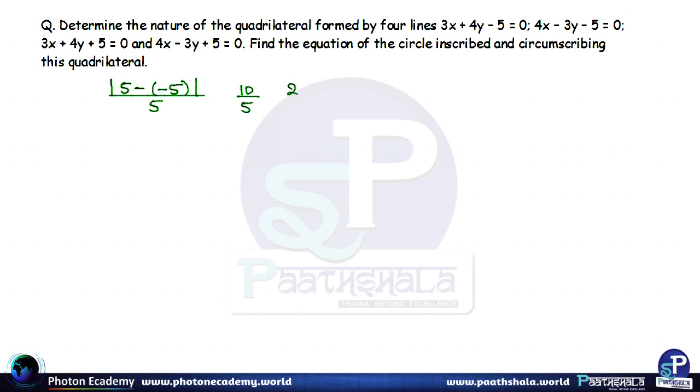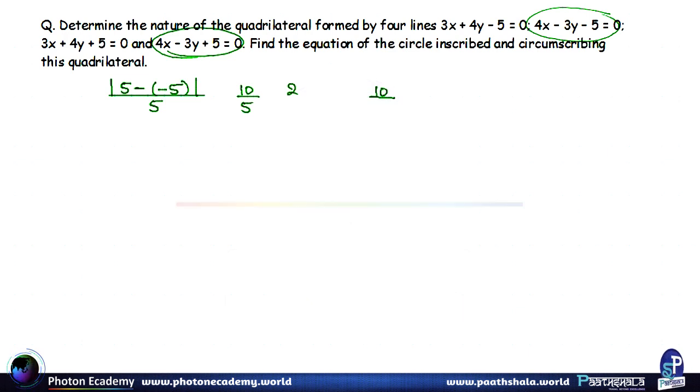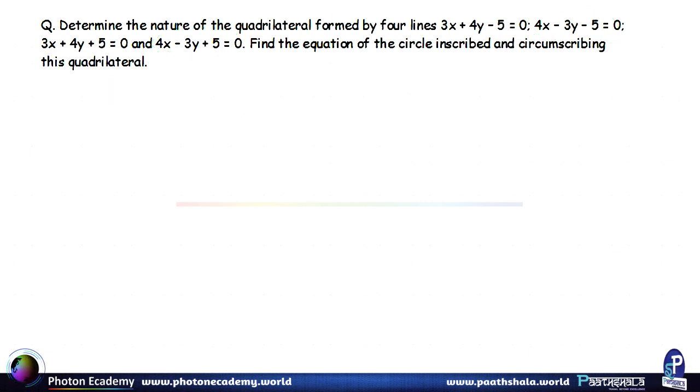Now let's check for the remaining 2 lines, this and this. So 5 minus 5 is again 10, and we have under root again 3 square plus 4 square, so that will be 5. So we are left with 2. Alright. So let us draw a figure, because we are getting this as a square.